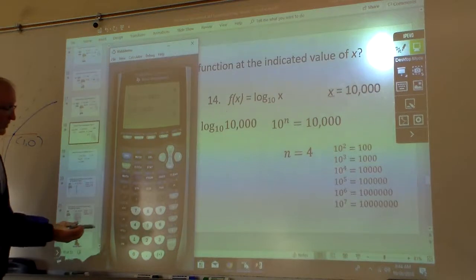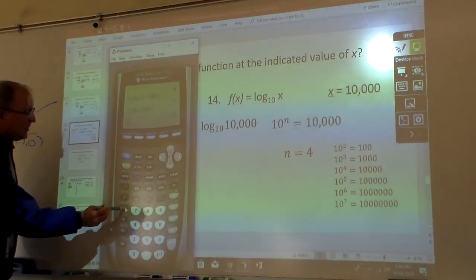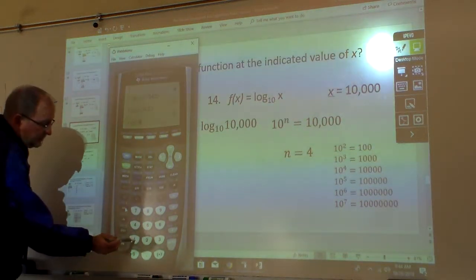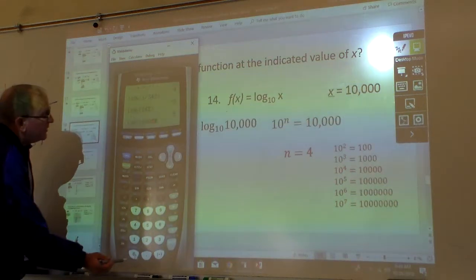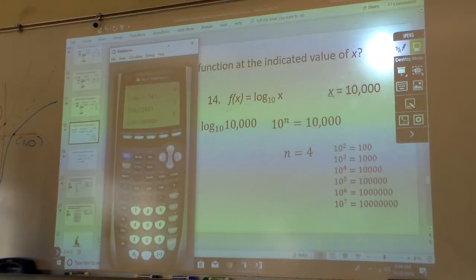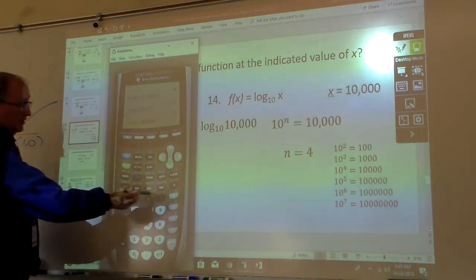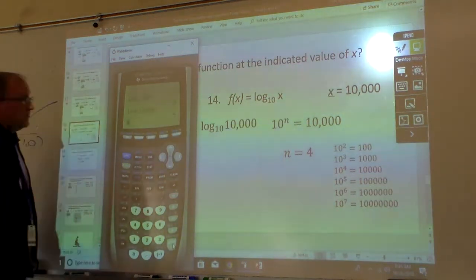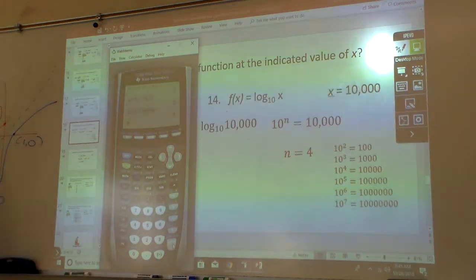This one's nice because it's base 10. I can just hit log, and that's 10,000, right? And I don't even have to close the parentheses on this one, but because I'm a teacher, I'm going to go ahead. And it tells me the answer is 4.